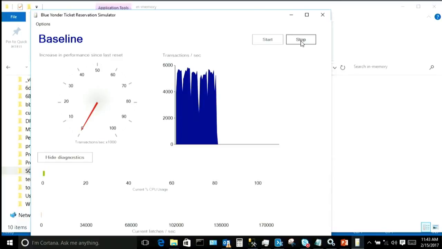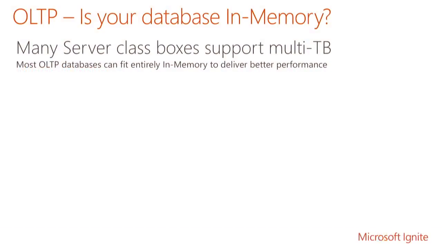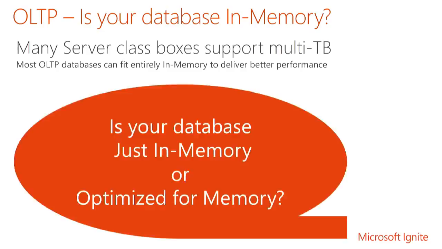Okay. So this is the problem, right? So I'm going to go back to the presentation. And so then the second question, like I was asking you, is that most of us said our database is under 1 terabyte, right? So it can fit in the memory, right? So your database is in memory. So the real question is, is your database just in memory? The answer is yes. Or is it optimized for memory? Okay. So I want to differentiate between an in-memory database versus one optimized for memory.